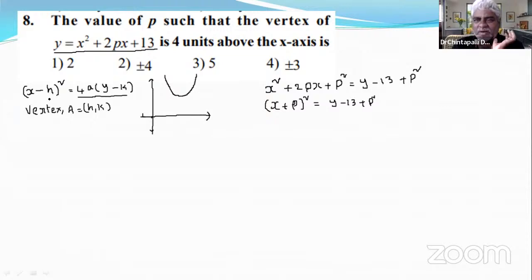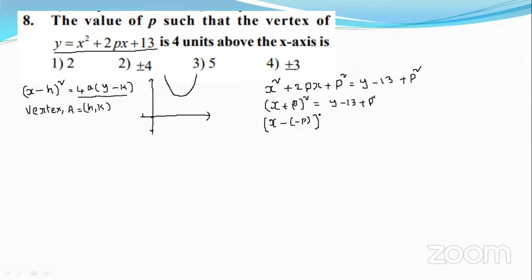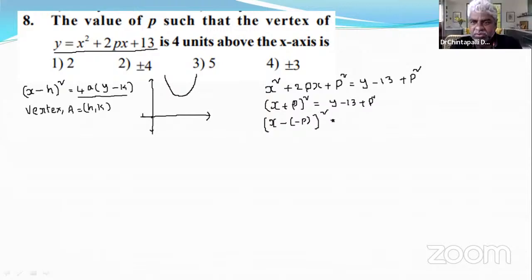Conversion into the standard form. Left hand side is completed, right? The actual standard form is x minus h whole square. Here, instead of x minus h whole square, it is x plus p whole square. That means x minus of minus p whole square. Clear? Yes. Left hand side is ready, but we are unable to convert the right hand side into standard form because the terms are not convenient, right? So one extra term p square is there. Anyhow, y minus 13 plus p square. Okay, leave right hand side. Don't think about right hand side.